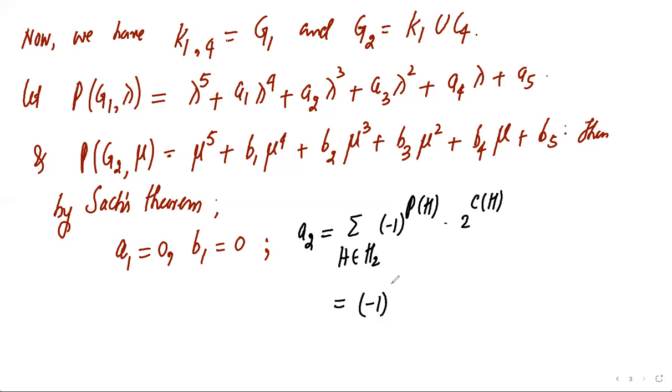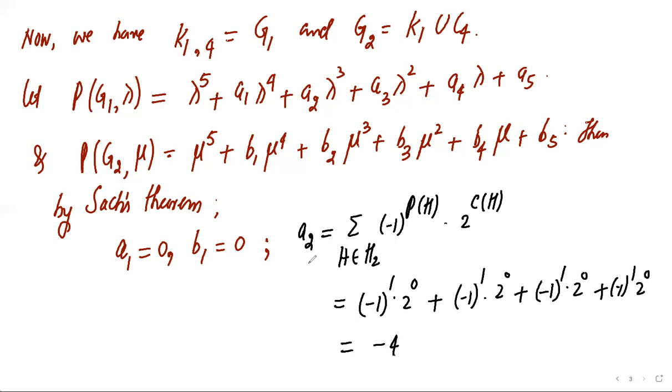So this will be of the form (-1)^1 times 2^0. Then again (-1)^1 times 2^0, (-1)^1 times 2^0, plus (-1)^1 times 2^0. Here H is chosen as a single edge of G1, and so that H contains just one component and it contains no cycle component. So this is equal to -4. So A2 is equal to -4. Actually A2 is the number of edges of G1 with a negative sign, and similarly B2 is the number of edges of G2. Similarly B2 is equal to -4, because we again know that G2 has 4 edges.